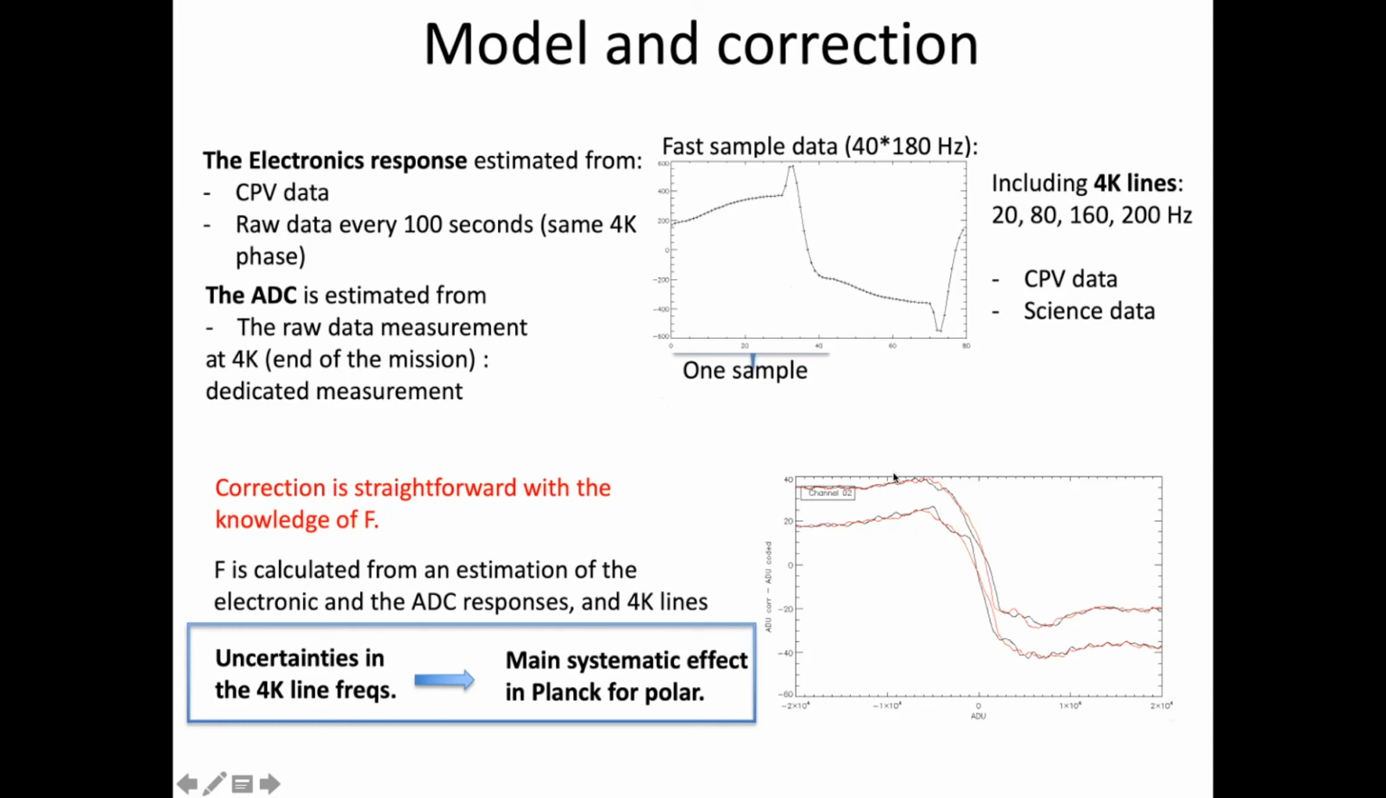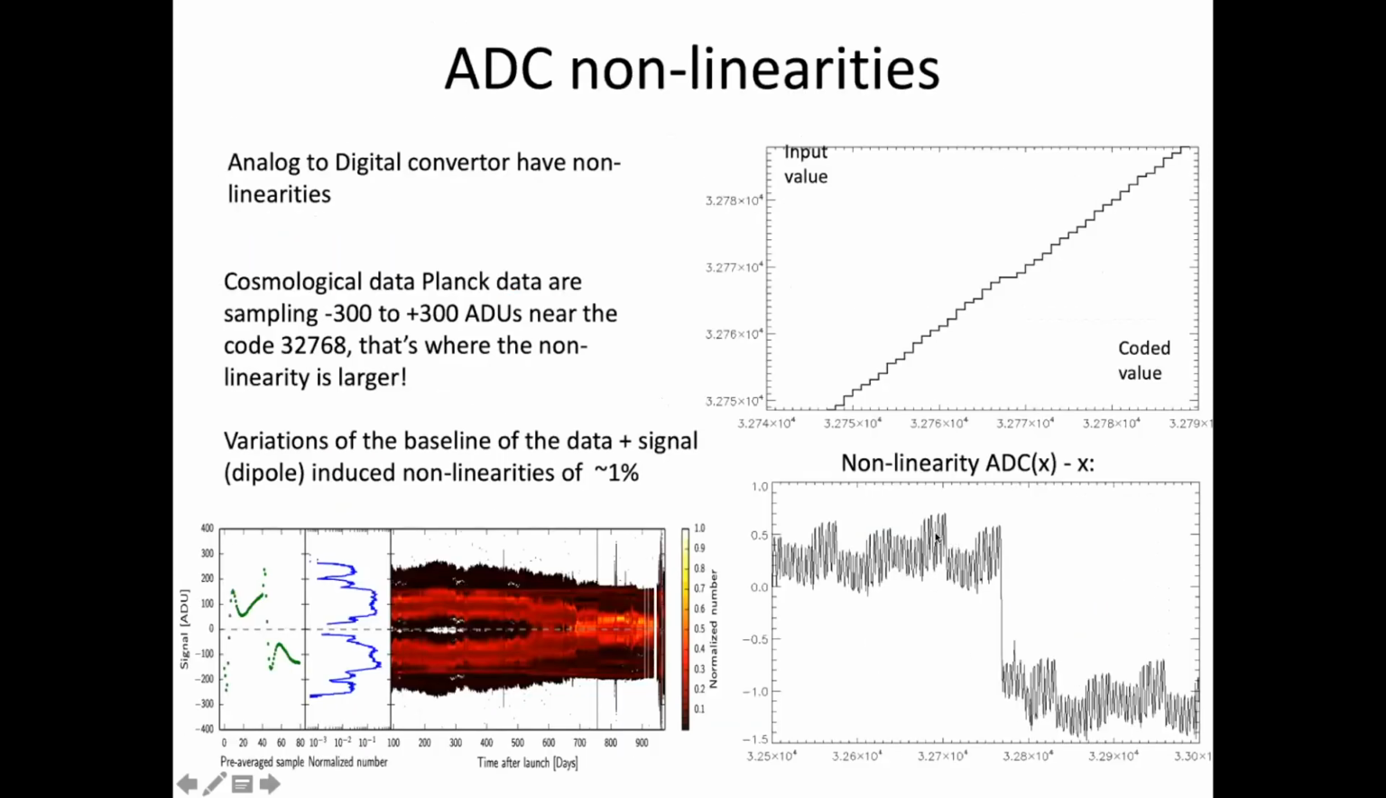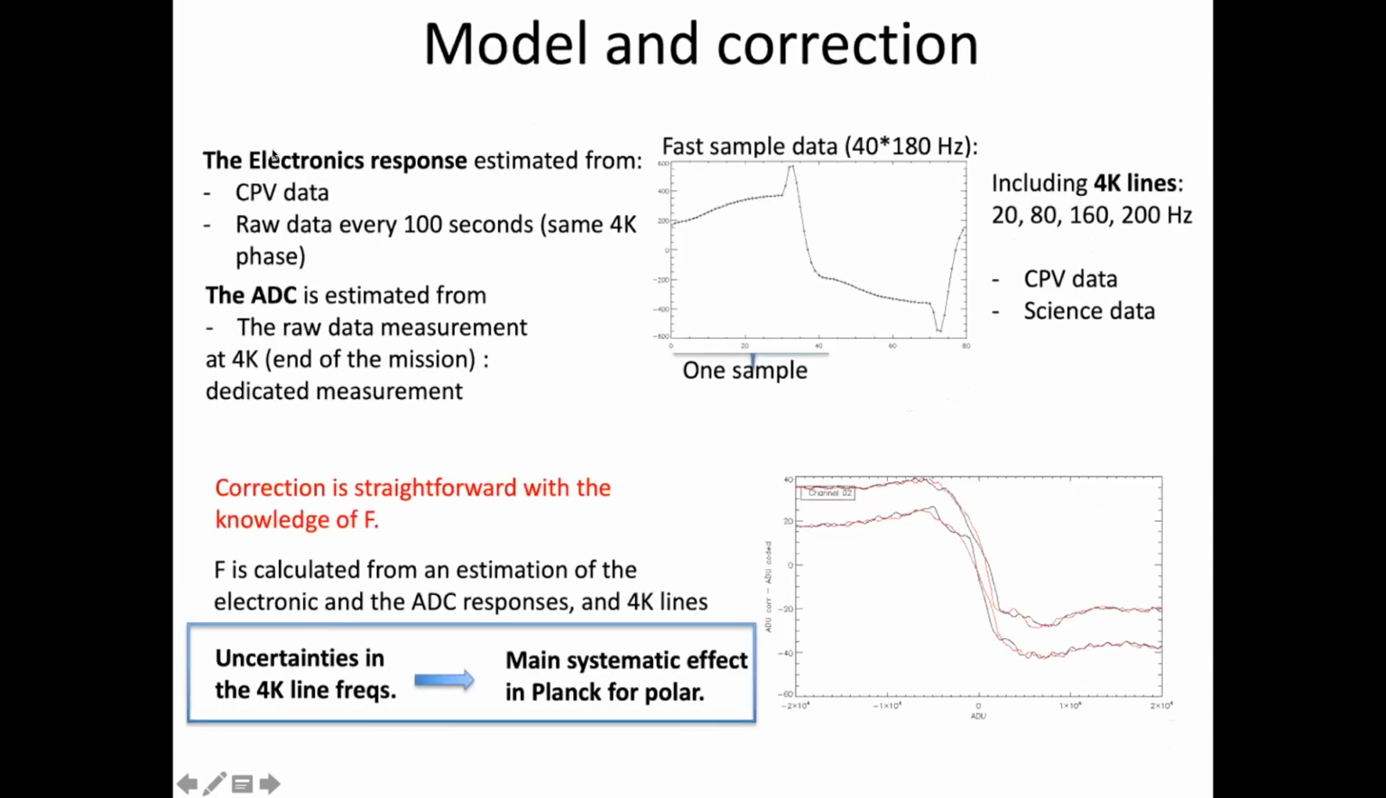We managed to estimate the shape of the ADC from measurements we did at the end of the mission. So we had to fit this shape here from measurements we did at the end of the mission from warm data. There was a lot of processing to get that, which I won't go into in detail. The electronics response was measured during the CPV phase. And we also had raw data every 100 seconds during the mission. It helped a lot to estimate the phase of the 4K lines.